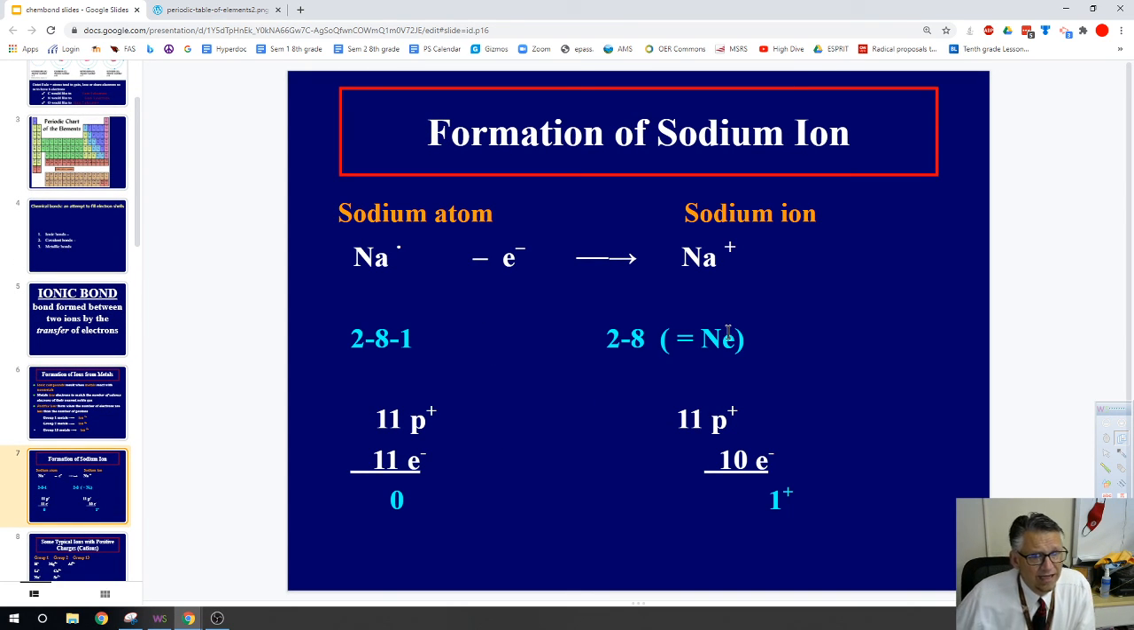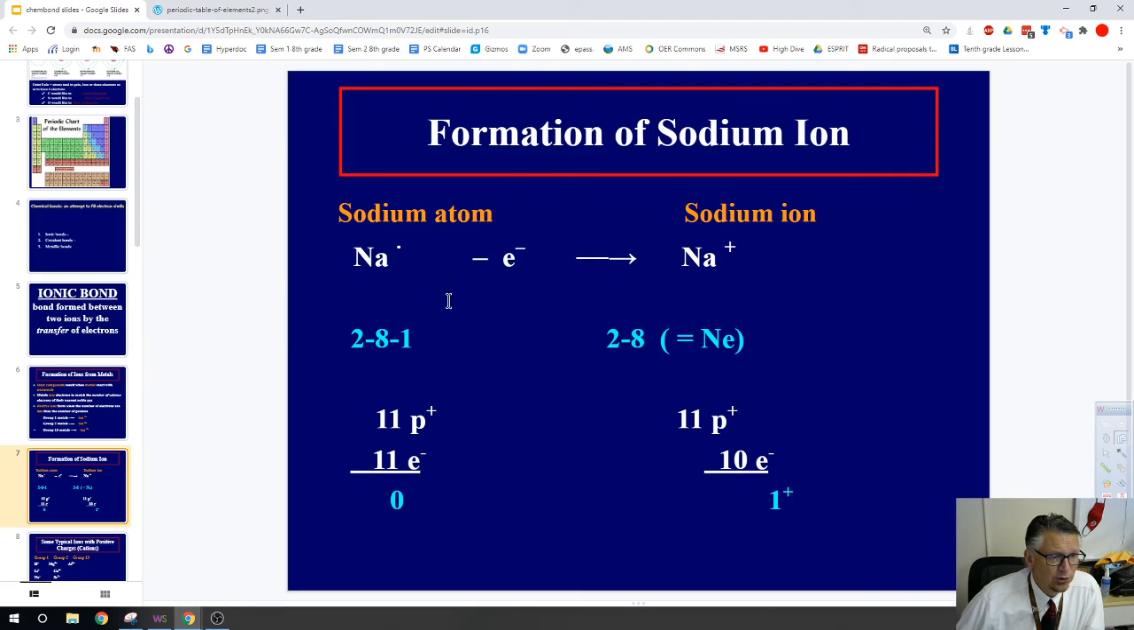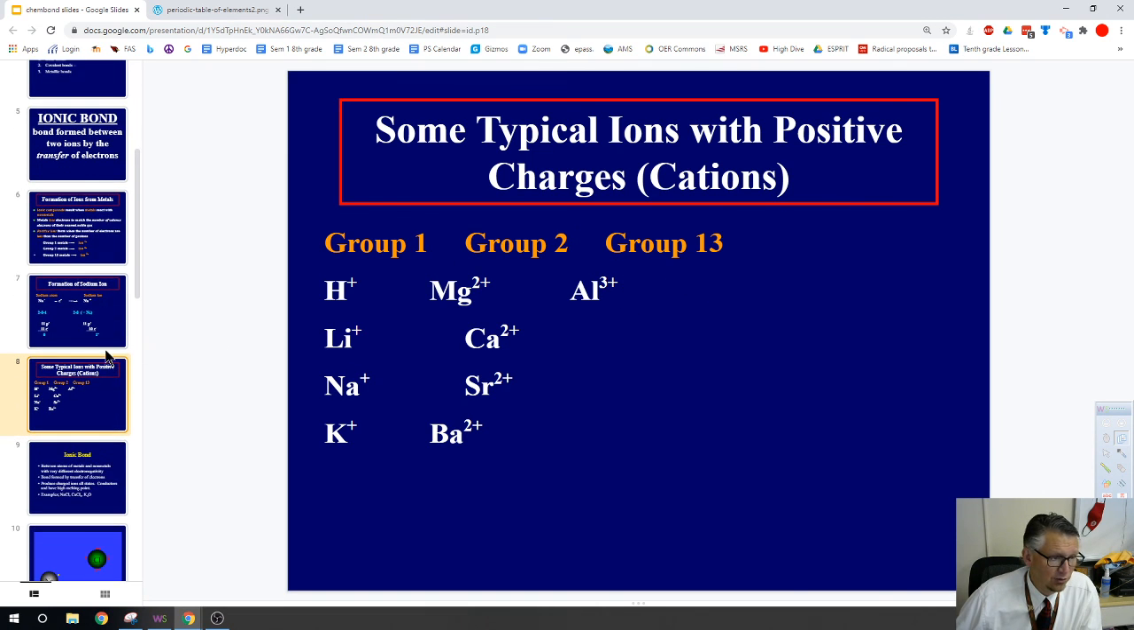So if we take a look at an ion, like sodium, sodium is right here. Sodium is going to lose an electron, and it is going to end up with a positive charge. And when that happens, it's going to end up acting like neon, a noble gas. Well, group 1s are the typical ions. We have hydrogen, lithium, sodium, potassium. Group 2, magnesium, calcium, strontium, barium. And in group 3 or 13 is going to be aluminum for the most part.